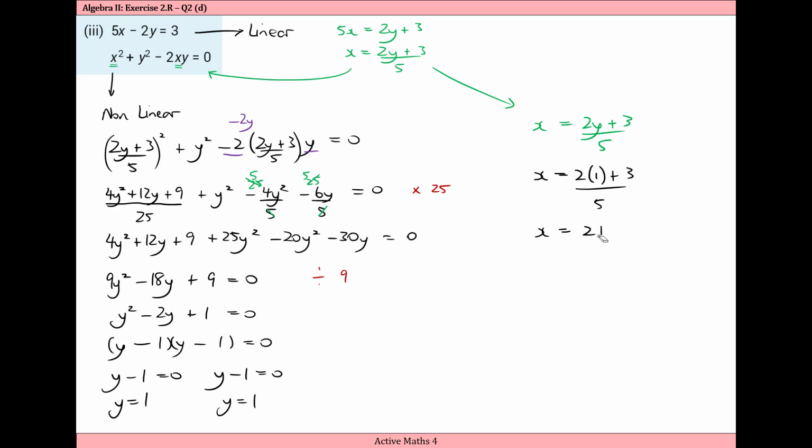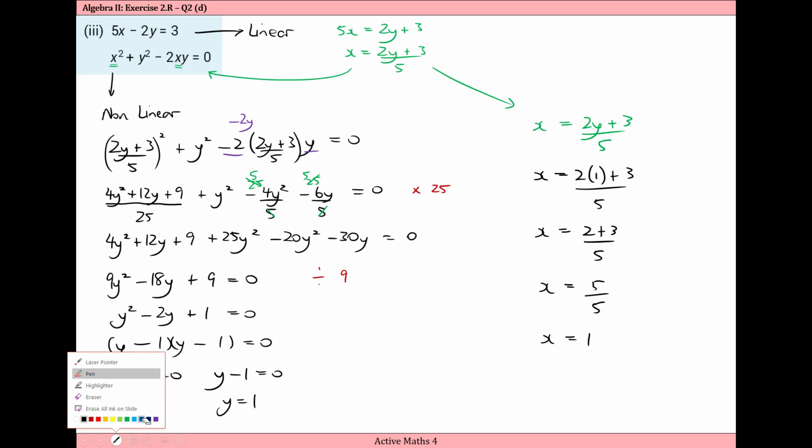x is equal to (2 plus 3) over 5. x is equal to 5 over 5. So x is also equal to 1. And so we have a solution set of x equals 1 and y equals 1.